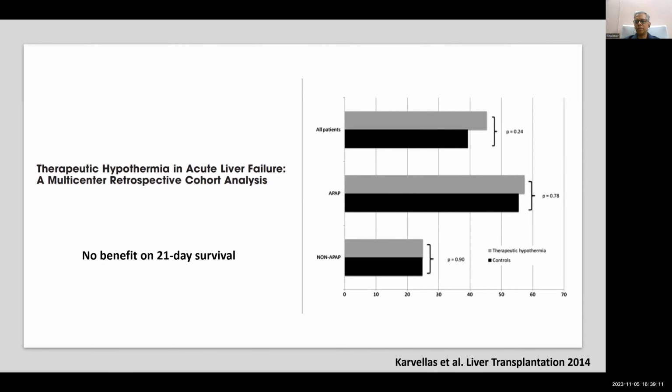The other important question is the use of hypothermia. Am I going to bring this patient to a temperature lower than the normal 37 degrees? This data comes from a multicentric retrospective analysis from the United States, which showed very clearly that there is no benefit of hypothermia in patients with acute liver failure, both in the paracetamol group and in the non-paracetamol group. So it is not recommended to reduce the temperature of your patient in the hope that it will improve the outcome.